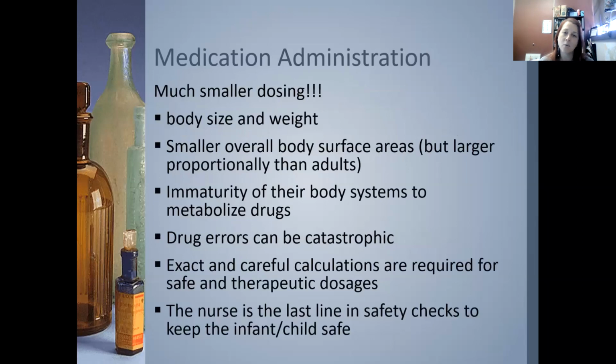Remember, the dosing is smaller dosing with your peds patient. They have different body surface areas. Remember that it's smaller, but that larger proportion, that percentage is larger. Their immune systems and the maturity of their other systems, like their kidneys and the liver, do not metabolize and process medications the same way that adults do. That is why we have different medication ranges for patients. In your drug books, you will find for some medications, it'll just say peds and adult. And that's it. There's just the two dosing, and it's the weight base versus your adult dosing.